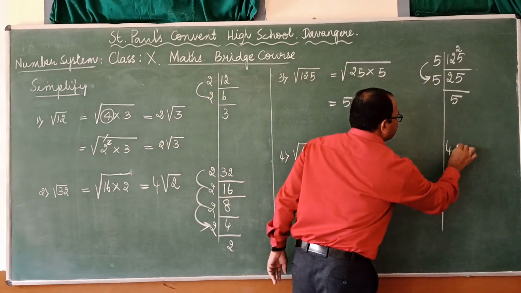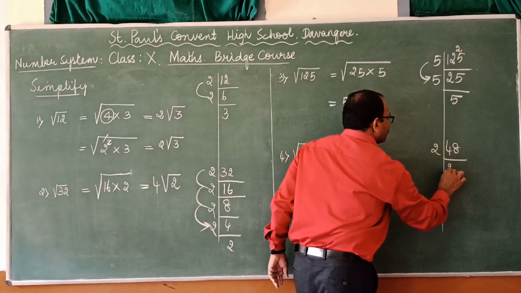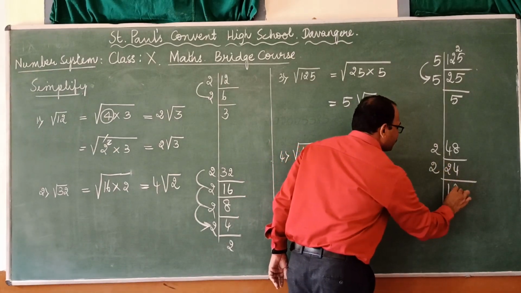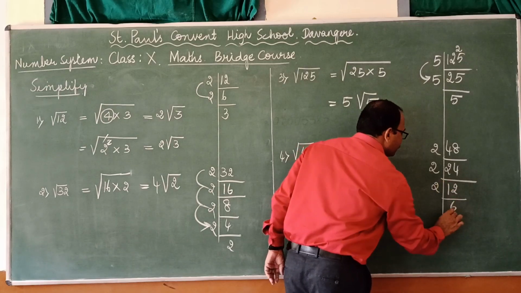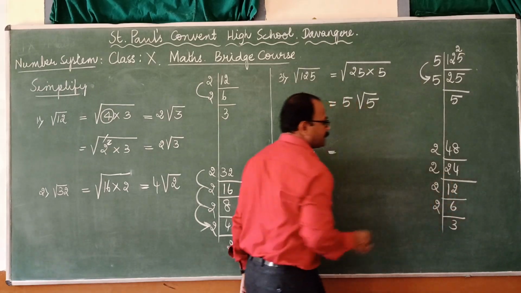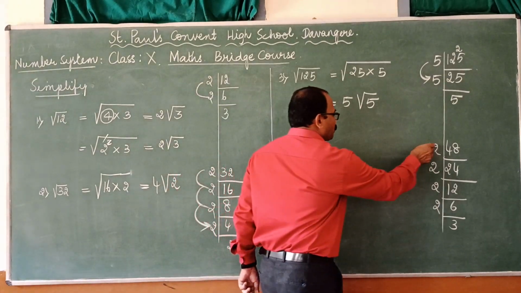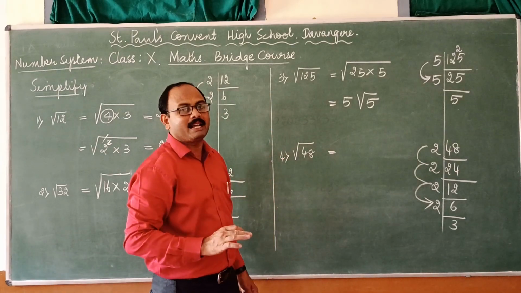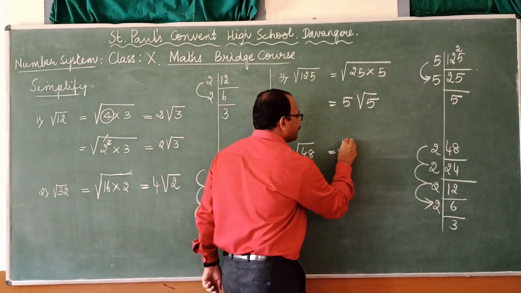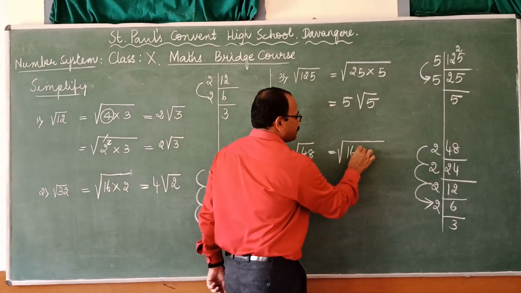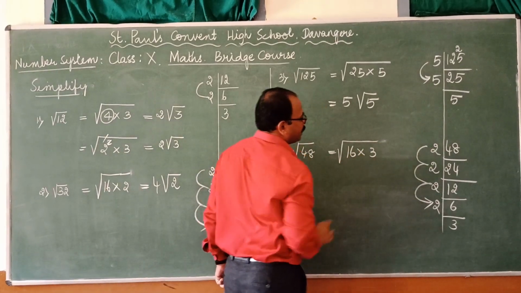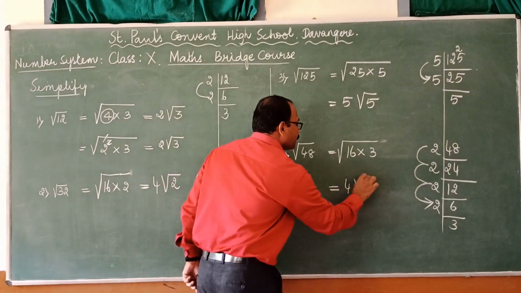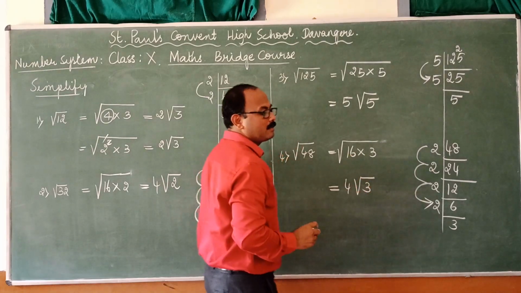48 is divisible by 2, children, 24 times. Again this is divisible by 2, 12 times. Again by 2, 6 times. Again by 2, 3 times. Now 2 twos are 4, 4 twos are 8, 8 twos are 16. Let me keep that number as it is because 16 is a square number, that is what is needed. 16 into 3. Therefore, root 16 is 4, and the balance is 3.